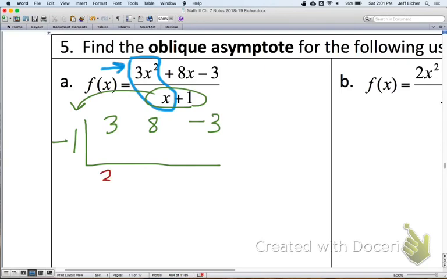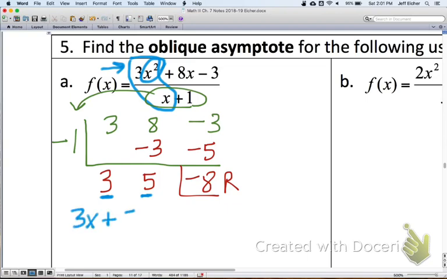We're going to bring the 3 down, multiply by negative 1, add, multiply, and add. This is our remainder. And remember what these values tell us. That would be our depressed polynomial, is the name of it. We started as an x squared, we divided out an x, so this tells us 3x plus 5 minus 8 over what we're dividing by.